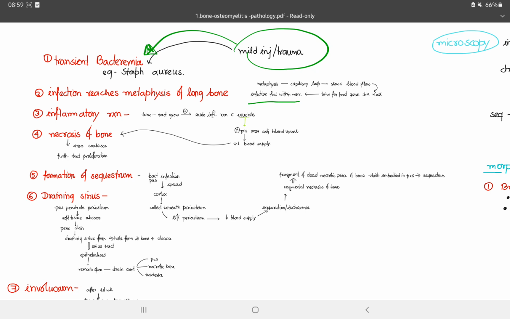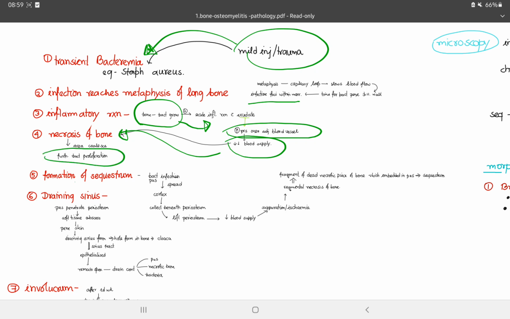Next, inflammatory reactions will occur. In the bone, bacteria will grow and stimulate acute inflammatory reactions with the formation of exudate, which increases the pressure over the adjacent blood vessels and decreases the blood supply to the bone, and it will cause necrosis of the bone. And the necrotic areas will coalesce, leading to further bacterial proliferation.